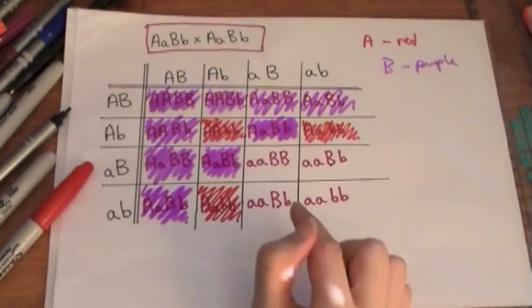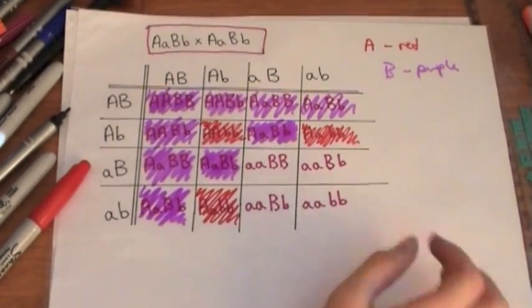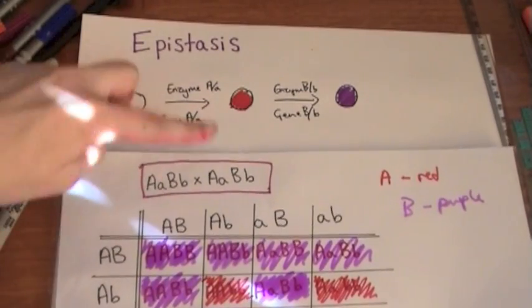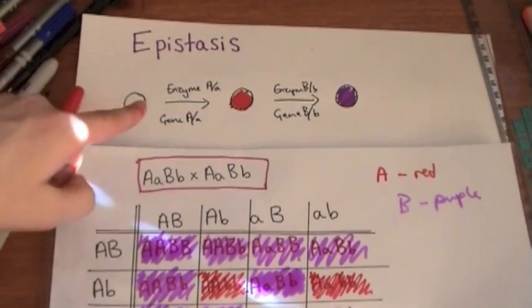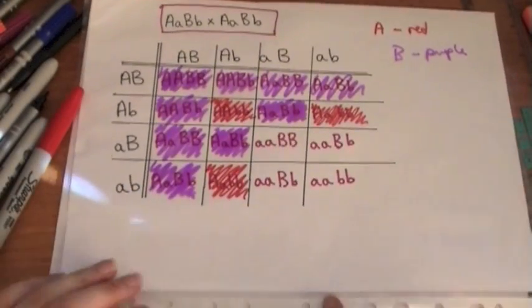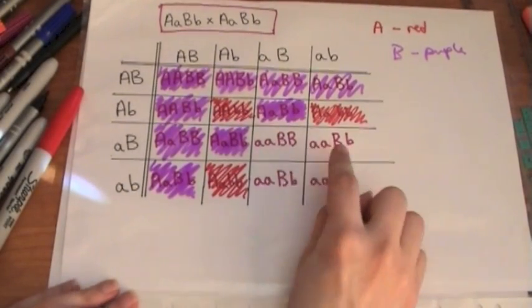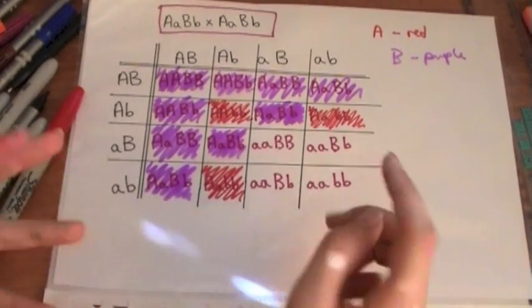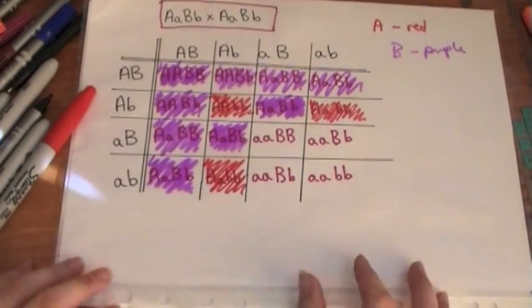And then wherever we have little a, they're going to be colourless, because if we look back, we're saying that little a codes for a non-functional enzyme here. If that can't be converted to red, then no purple can be made. So even though these three genotypes have the correct allele to give a purple colour, they can't, because there's no red molecule to convert to purple.